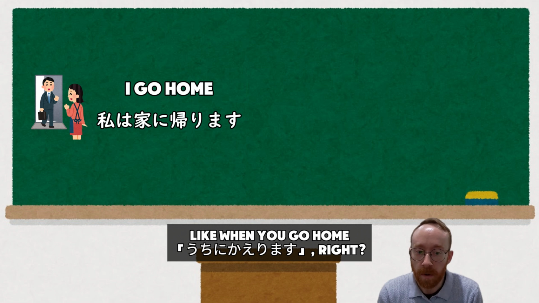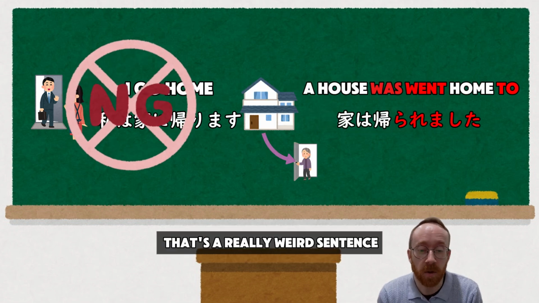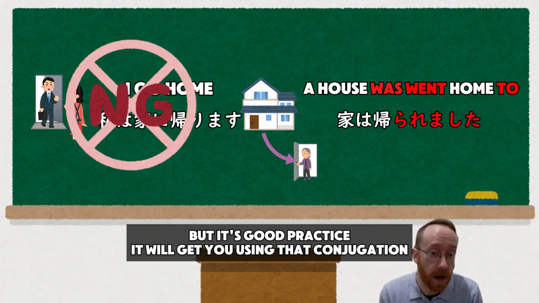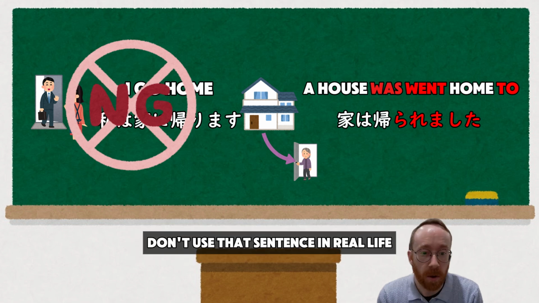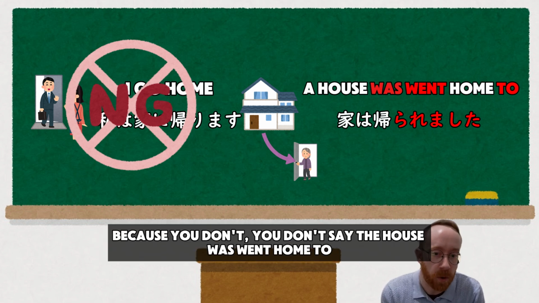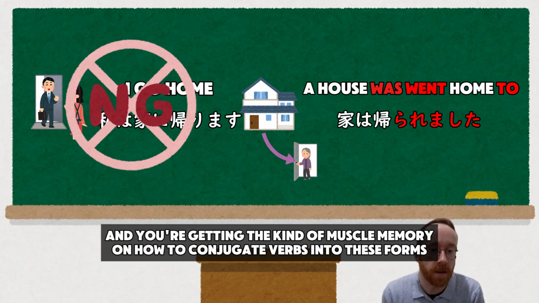Like, when you go home, uchi ni kaerimasu, right? Say, uchi wa kaeraremashita. That's a very weird sentence indeed. Don't say that in normal life, but it's good practice. It will get you using that conjugation. I believe it's actually grammatically incorrect because you don't say the house was went home to. That's weird as heck. But the important part is that you're conjugating and you're getting the kind of muscle memory on how to conjugate verbs into these forms.